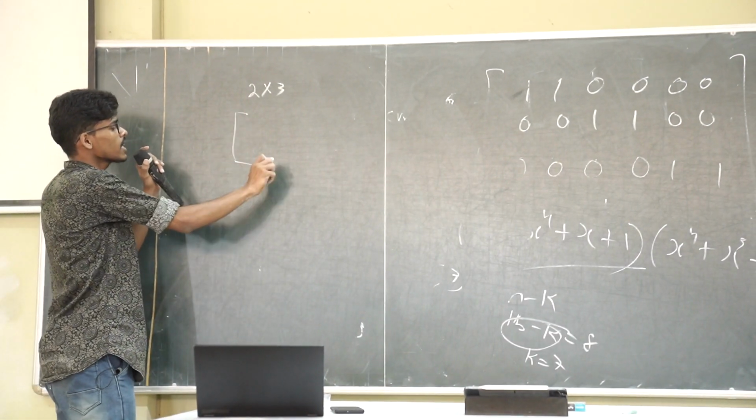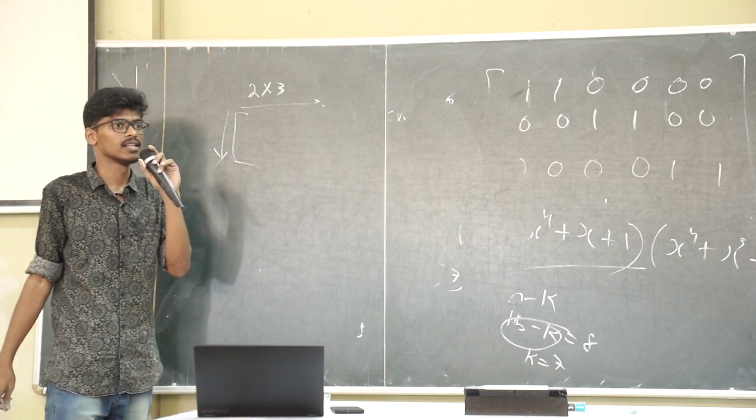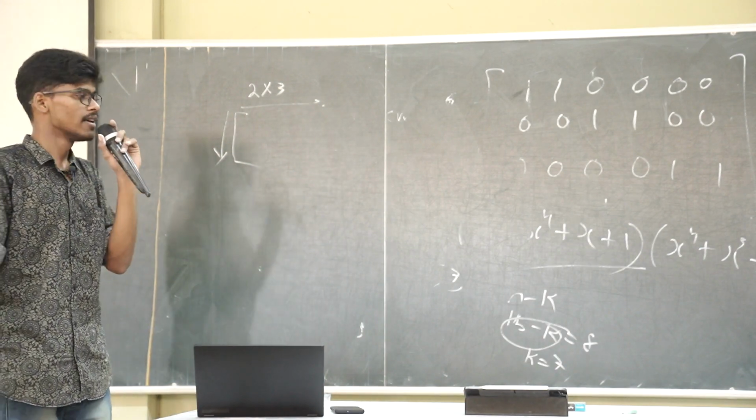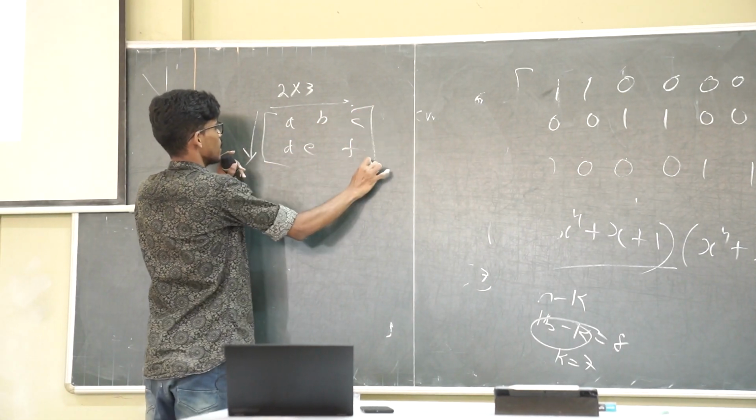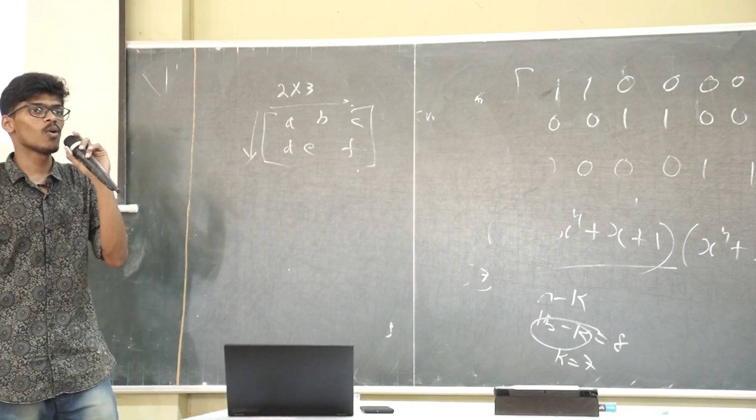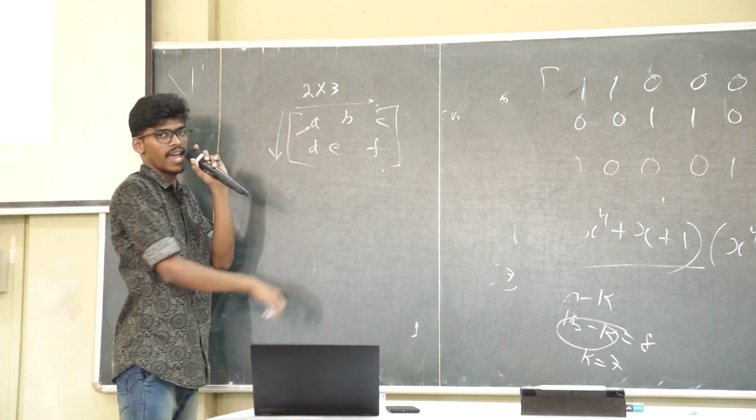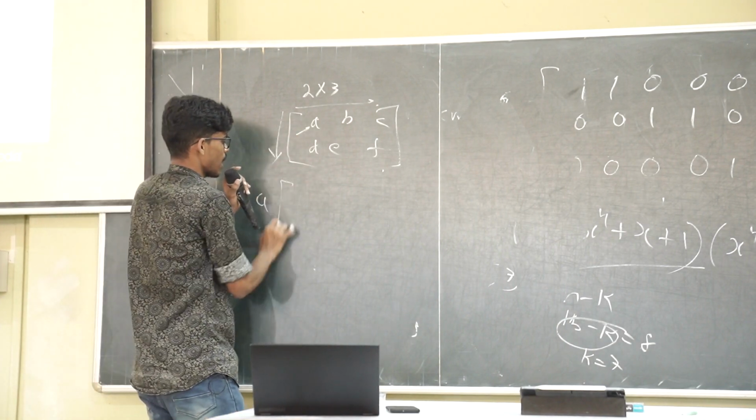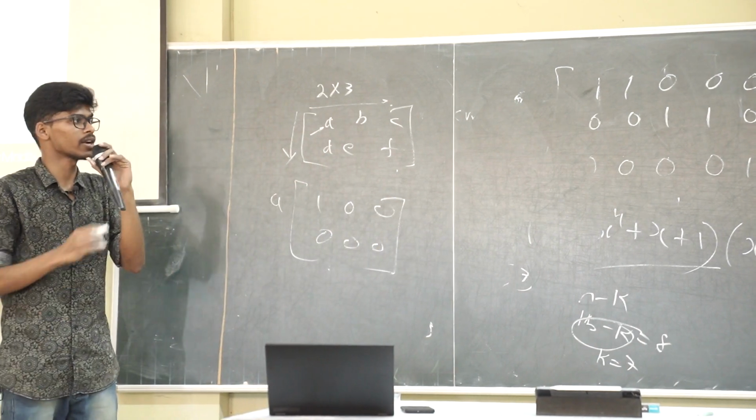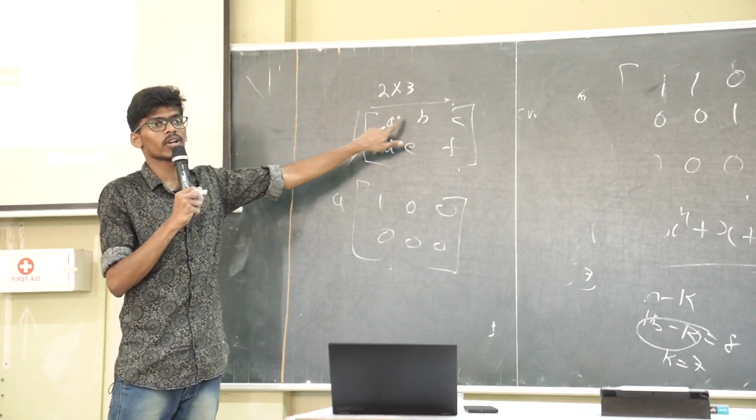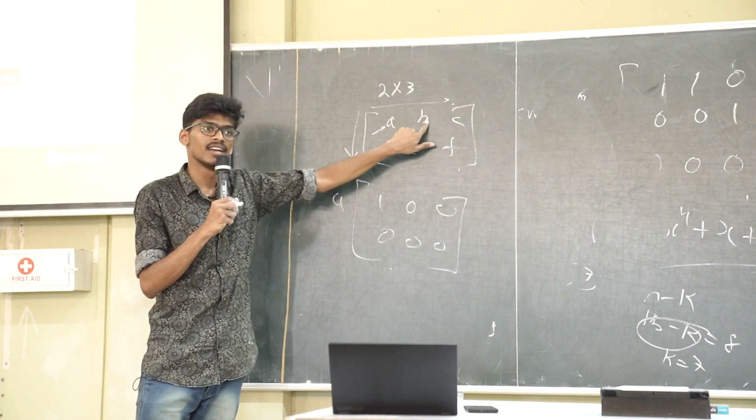Then think about it: 2 rows are there, 3 columns are there. This is one matrix. So a, b, c, d, e, f are the common entries. So what is the basis vector? For creating individual a, we have to multiply by 1, 0, 0, 0, 0, 0 for controlling the element a. Similarly for controlling b. So how many basis vectors are there? That's it.